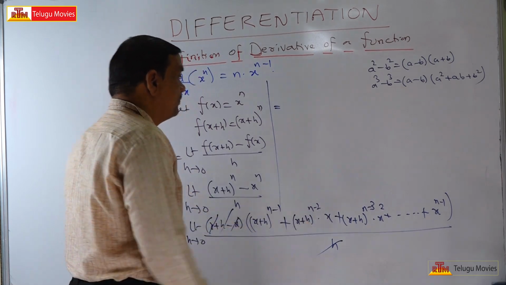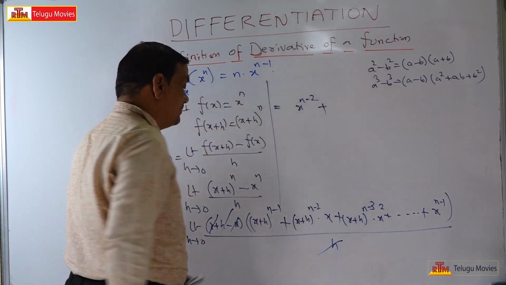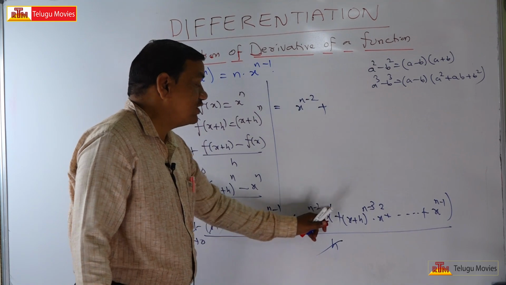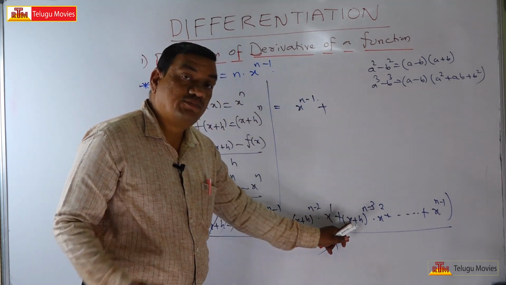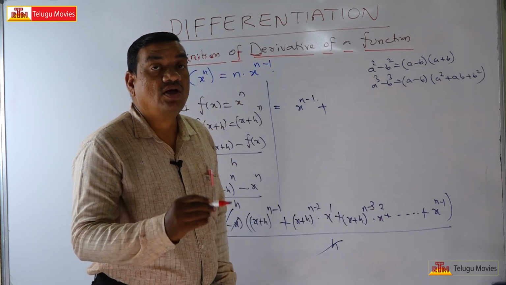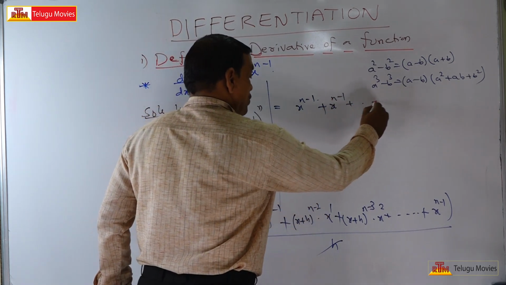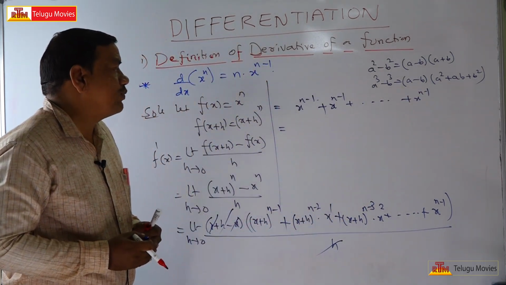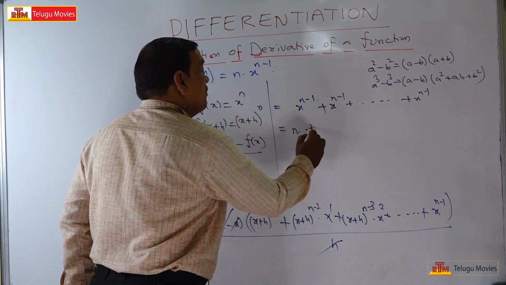Here it is 0. So then what happens? x power n minus 2 into x, that means n minus 2 plus 1, n minus 1. Next one, substitute h equal to 0: x power n minus 3 into x square, n minus 3 plus 2, minus 1, x power n minus 1. So on, the last one is x power n minus 1. How many such terms of x power n minus 1 will be there? n of them. That means n into x power n minus 1.